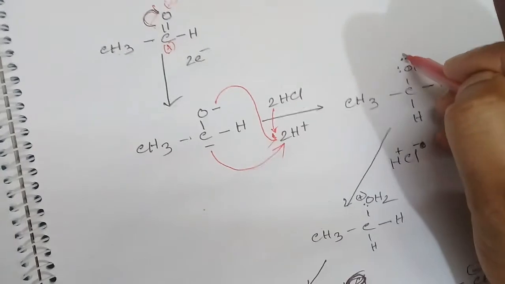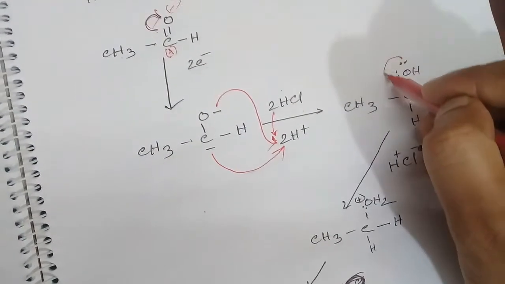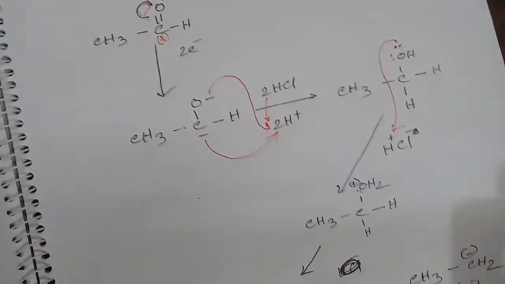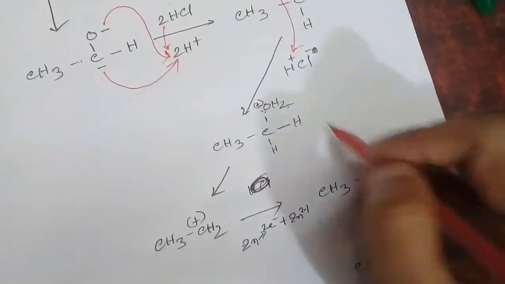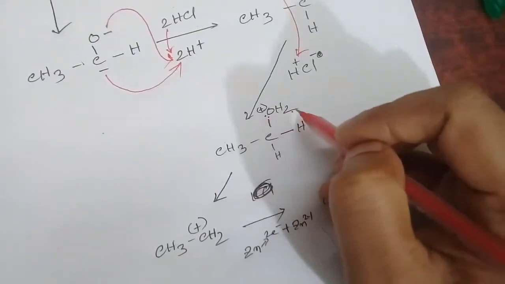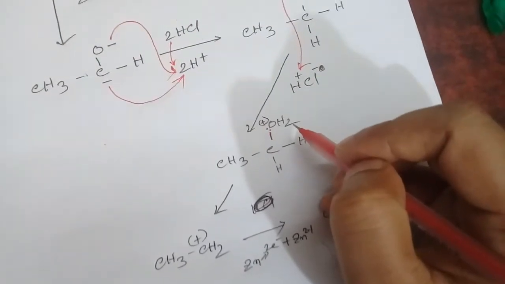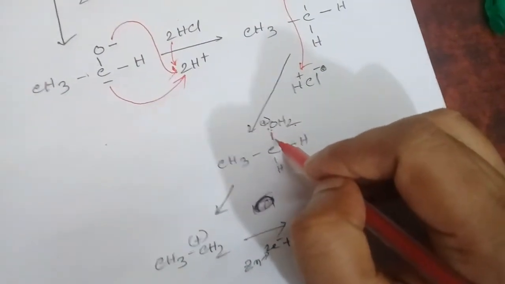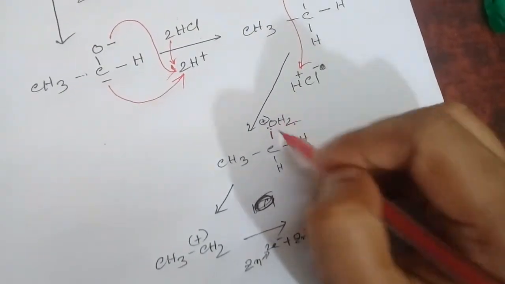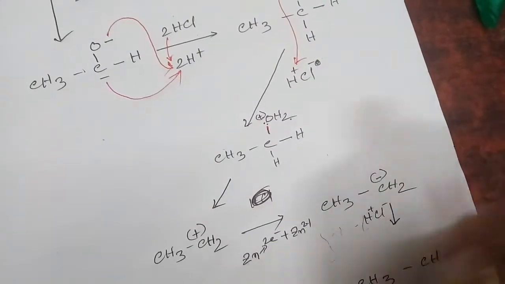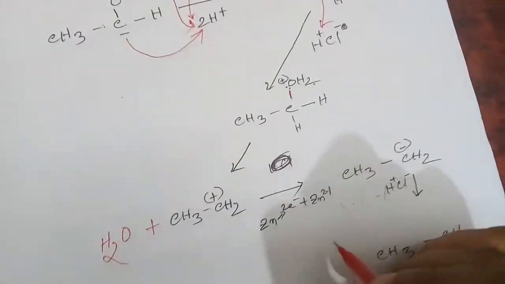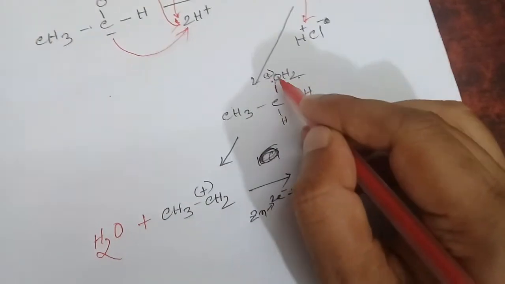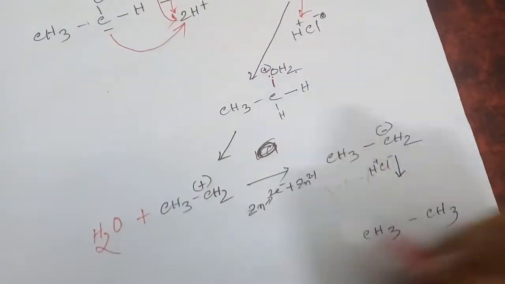So this lone pair of electrons will attack this positive charge and it will become OH2 plus. So here a positive charge will be produced, and we know that OH2 always tries to leave this position and it will be released as H2O. So we will get H2O here. At the same time, after it leaves with this electron pair, we will get a positive charge here.